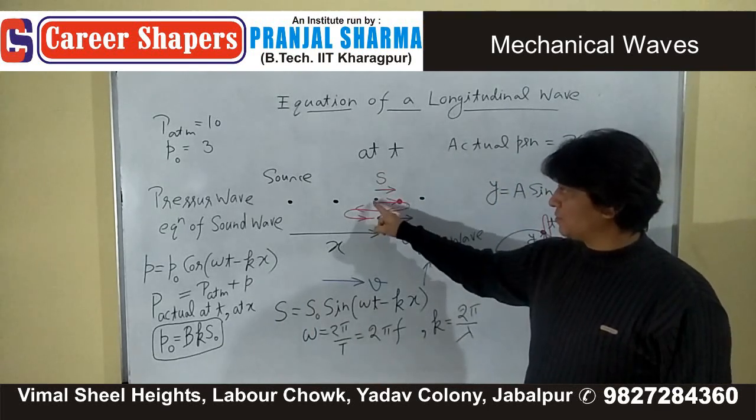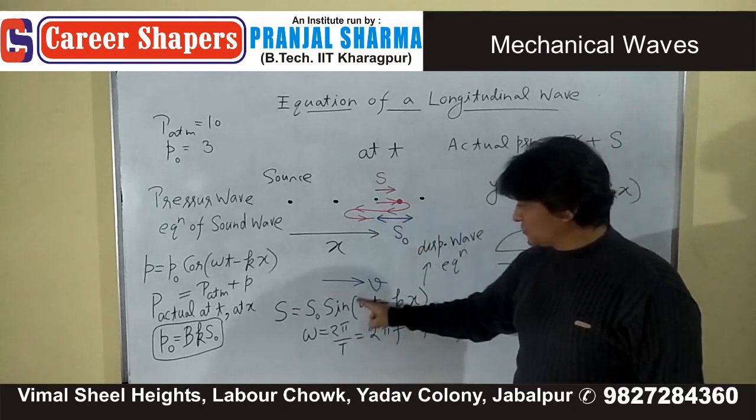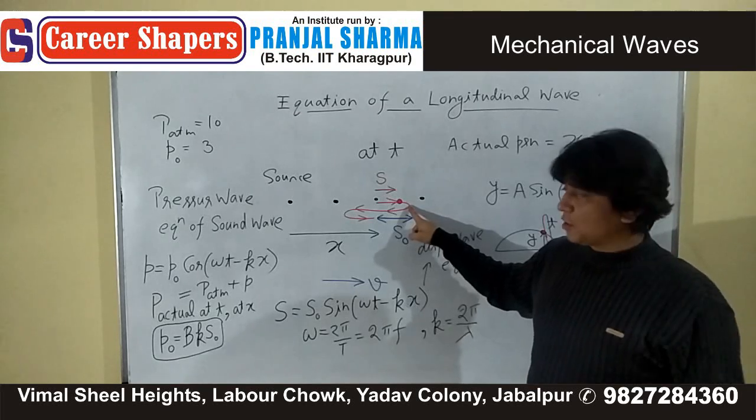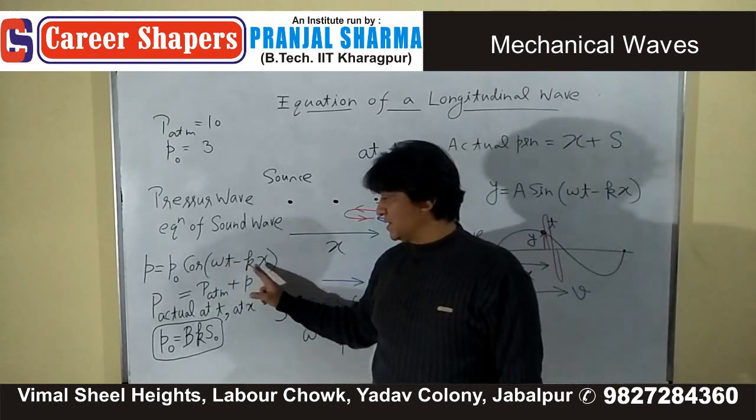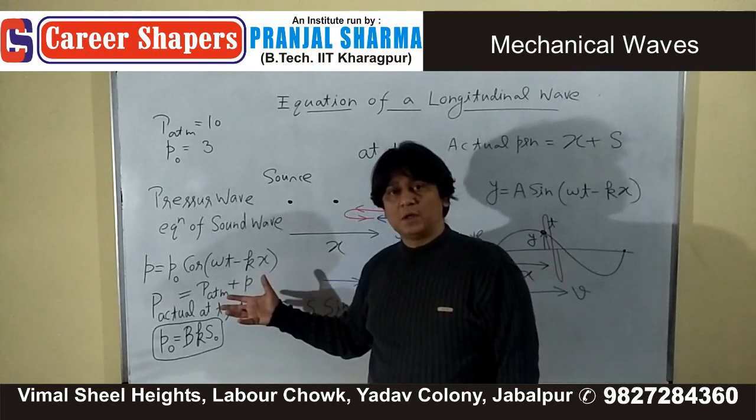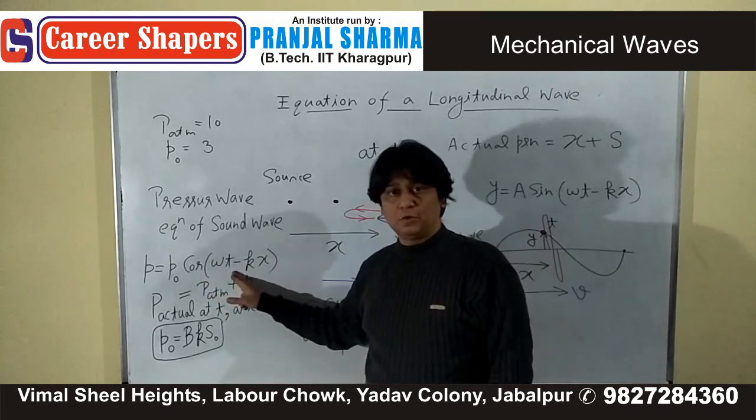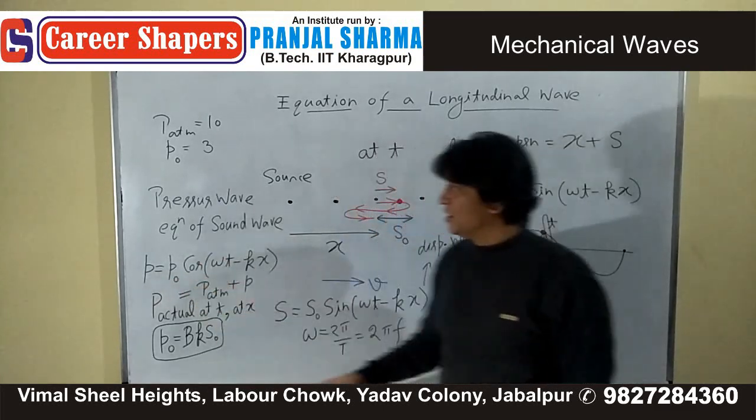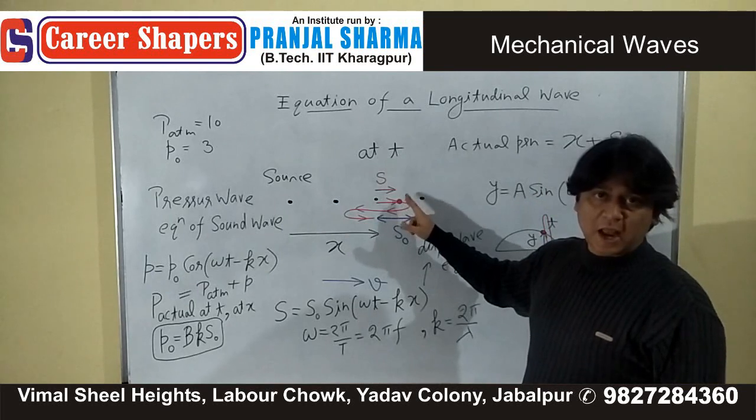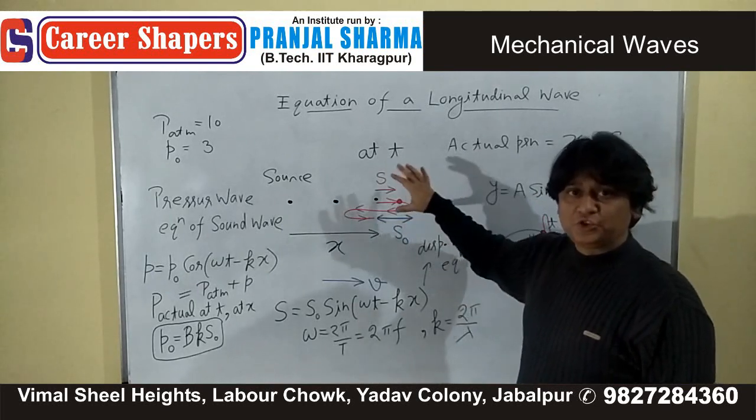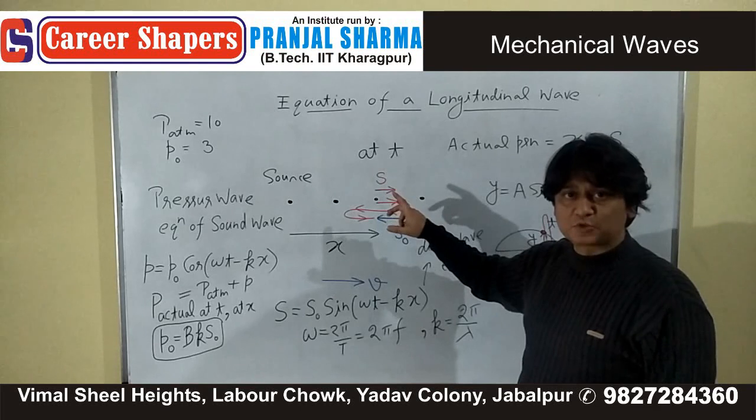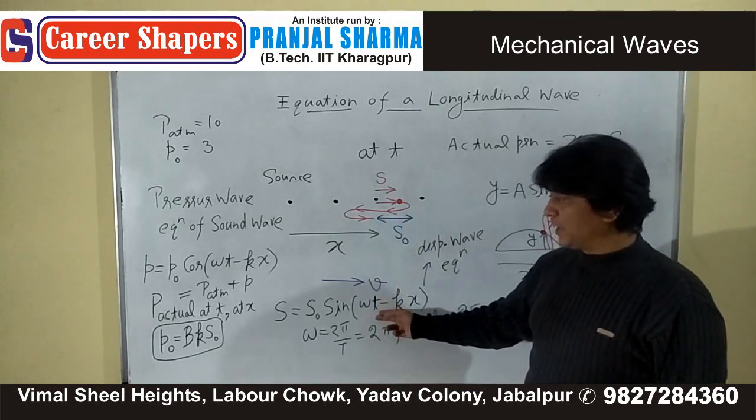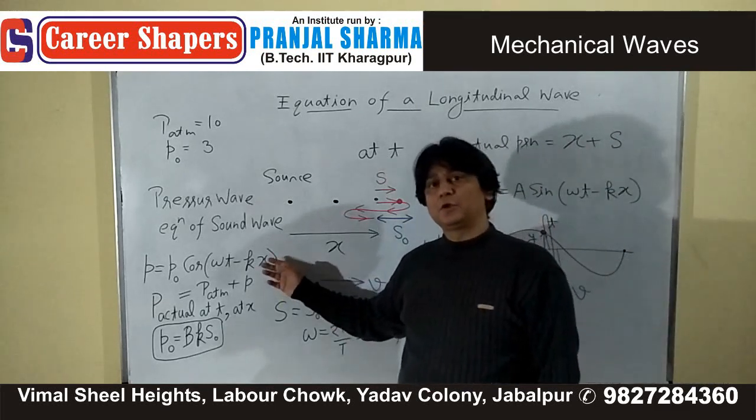Maximum displacement from the mean position. So when this is pi by 2, the particle is observed over here. But what about pressure? Omega t minus kx becomes cos pi by 2. And what is cos pi by 2? 0. So what is P? 0. That means when the particle is at the amplitude, the change in pressure becomes 0. That's the meaning of a phase difference of pi by 2 between the sine wave and the cos wave.